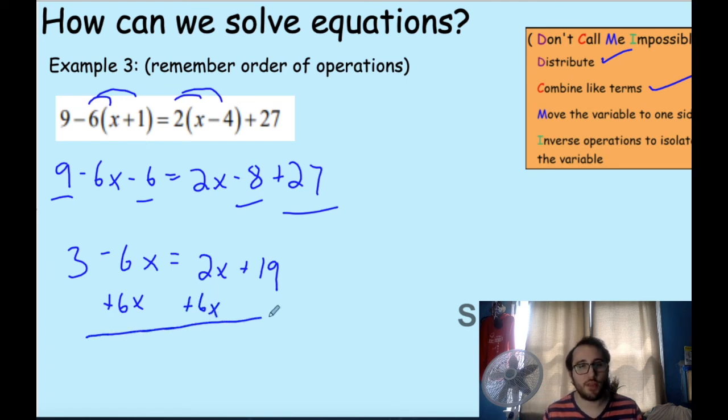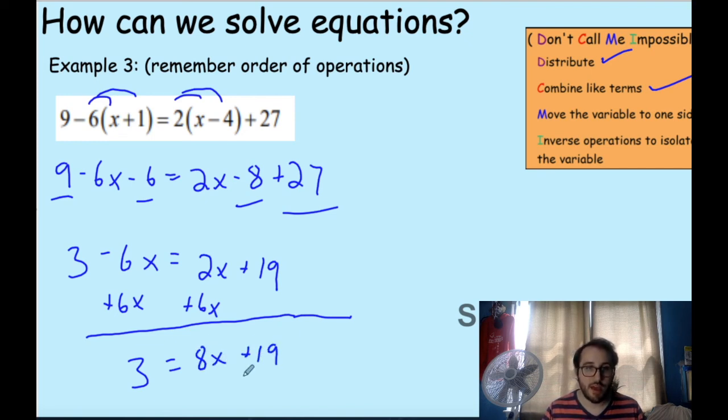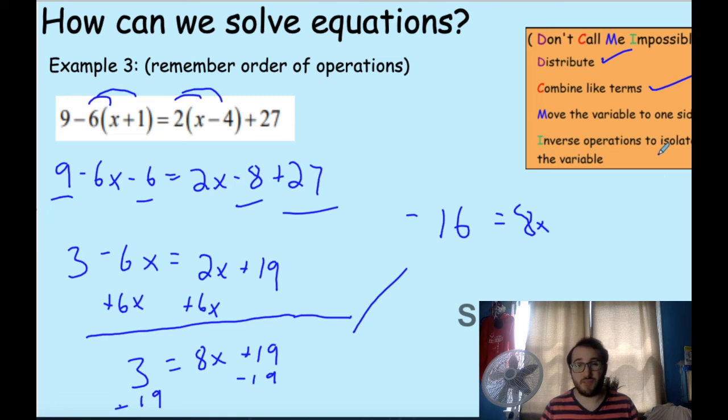And you're left with, I'm lagging, you're left with 3 is equal to 6x plus 2x, is 8x, plus 19. I'm going to subtract 19 on both sides, and I'm left with the following. Solve for x, inverse operations that I've been doing. I'm just going to divide by 8 on both sides.